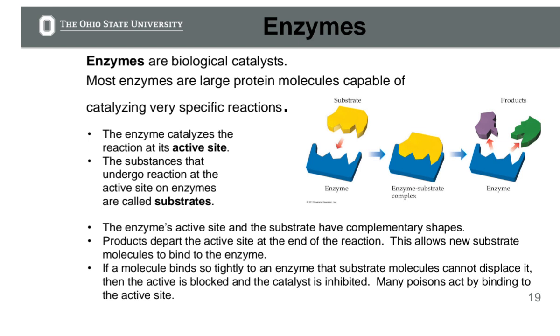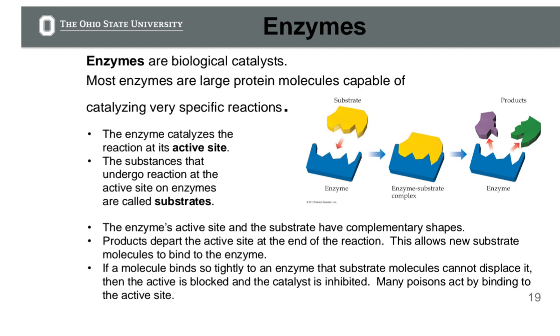So there are enzymes, which are a specific type of biological catalyst. Most of the time enzymes are large protein molecules, and they can catalyze only very specific reactions. The way we talk about enzymes is that an enzyme catalyzes a reaction at its active site, and the substances that undergo the reaction at the active site are called substrates. So here we have an enzyme and a substrate; they fit together and allow the reaction to take place and form products.